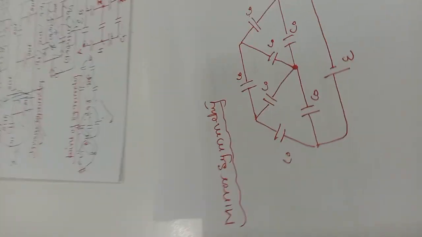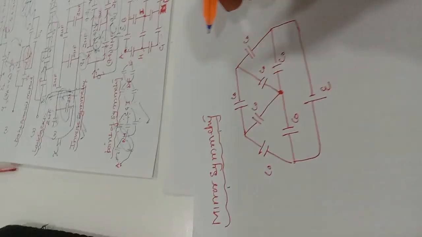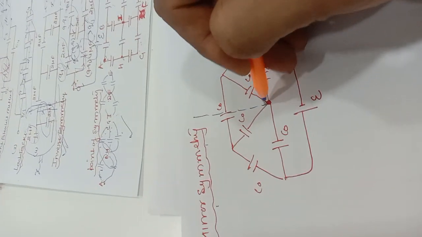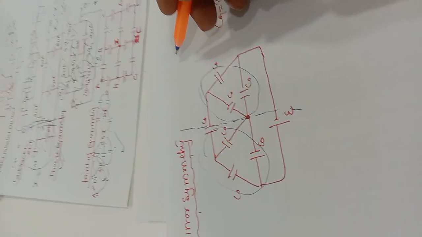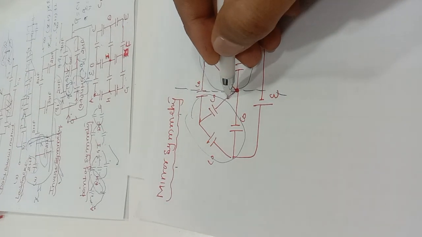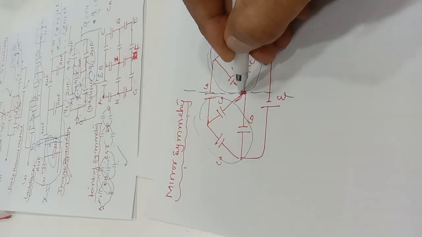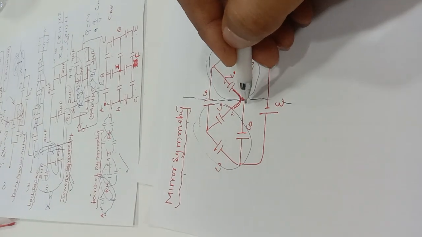Fine. And the last circuit is called mirror symmetry. Now for mirror symmetry, if you draw one parallel line, this whole segment will be symmetric about this line, that is called mirror symmetry. And very interestingly, the line passing through it, you can disconnect it. You can disconnect the whole thing, the same current will flow here. So this will be disconnected.